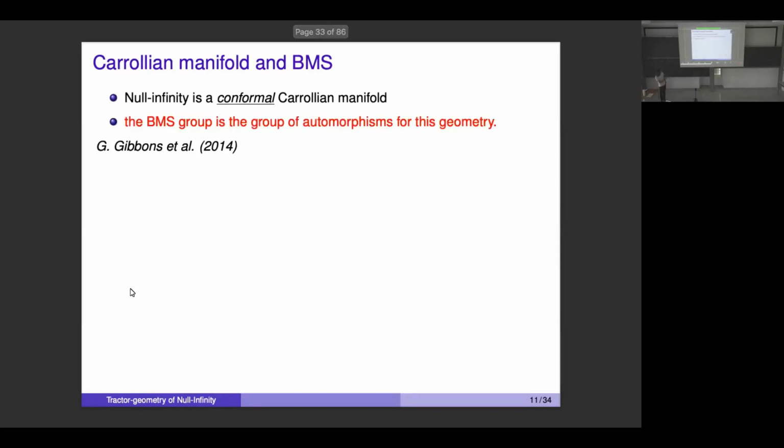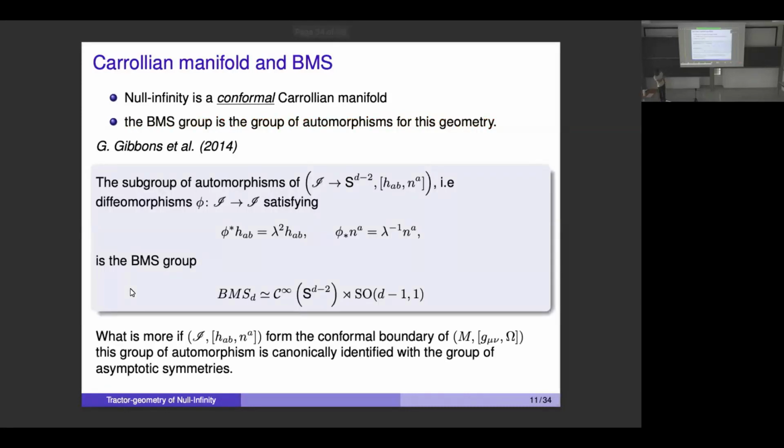And now, as I already told you on Friday, an essential fact is that the BMS group is just the group of automorphisms of this geometry, again, just by the obvious notion of automorphisms. You look for a subgroup of diffeomorphisms preserving the structure. So that's one way of thinking of the BMS group, as automorphisms of the boundary. You can also think of it as being asymptotic symmetries in the sense that I will try to explain later on, but they are really the same two notions.